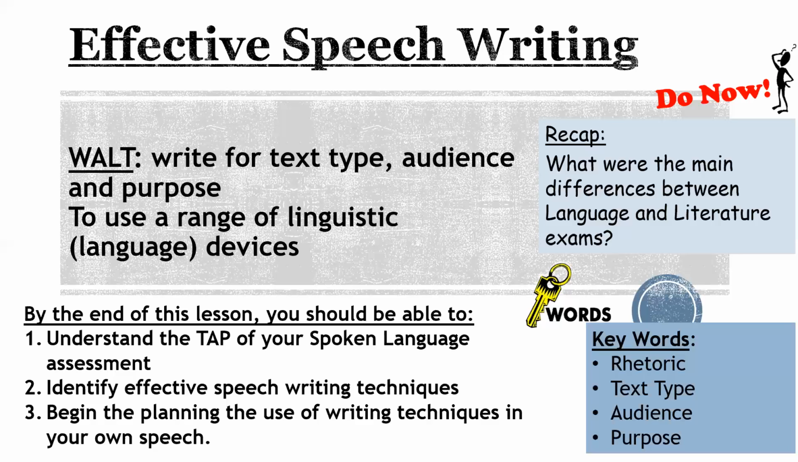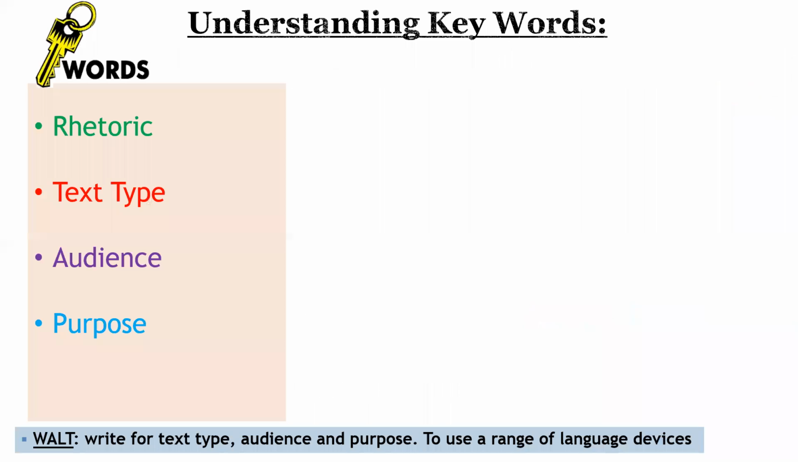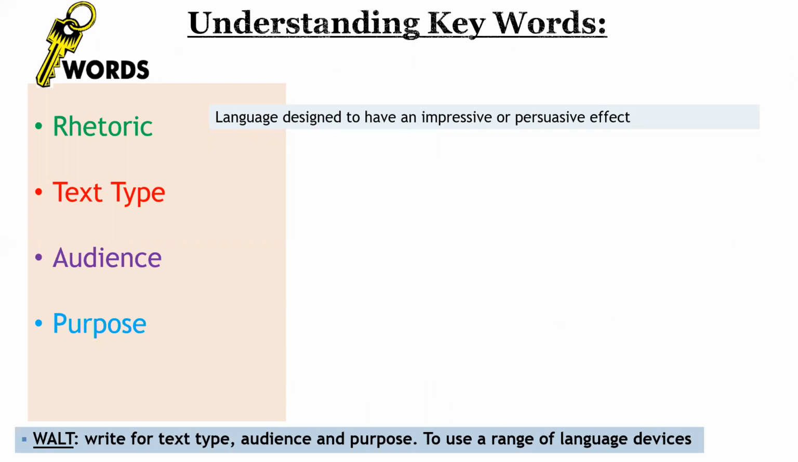Okay, so keywords for today are rhetoric, text type, audience, purpose. So hopefully you should be very familiar with TAP, but we'll just have a quick go over them just in case. So rhetoric. We talk about rhetoric, you probably recognise it from rhetorical question. Rhetoric is basically a word we use to encompass all language, any language at all that is designed to have an impressive or persuasive effect. So it often comes when we look at speeches or even letters, and it's really important for your GCSE exam for language, so I'll speak to you about that shortly.